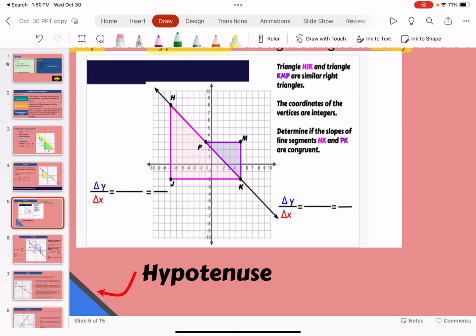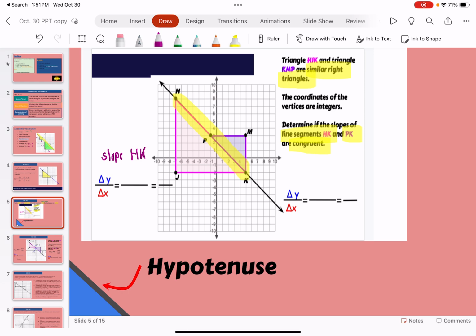Okay, this problem reads triangle HJK and triangle KMP are similar right triangles. The coordinates of the vertices are integers. Determine if the slopes of line segments HK and PK are congruent. Okay, so it already tells us slope of HK, which as you can see is the bigger hypotenuse right here. It's the hypotenuse of the pink triangle. And then we have to find the slope of PK, which is the smaller triangle or the purple triangle.